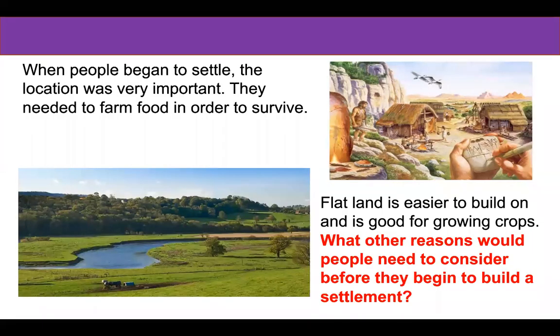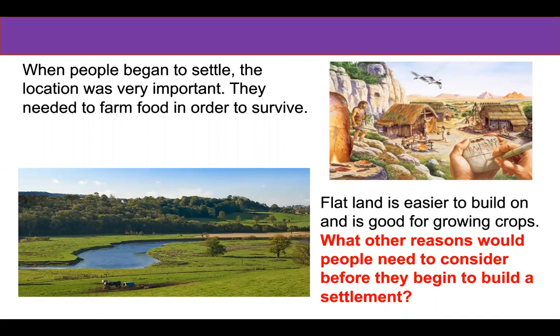Okay. So thinking right back to when people started to settle in Britain and the UK, the location was very important. They needed to farm food in order to survive. So having flat land was easier because they were able to build on it and grow the crops that they needed to survive. But what other reasons do you think people would need to consider before beginning to build a settlement?